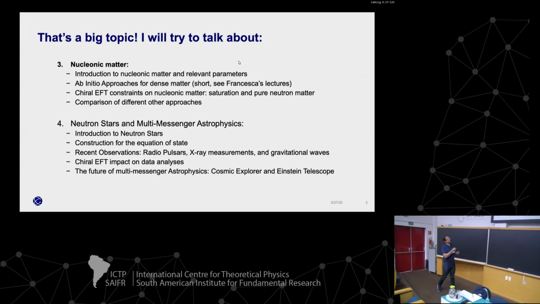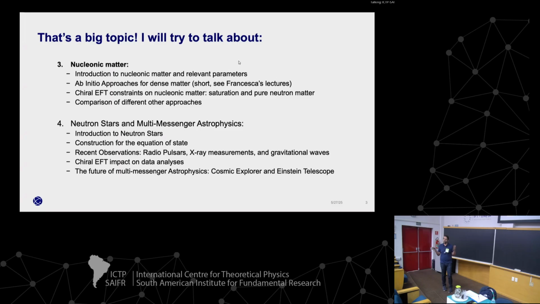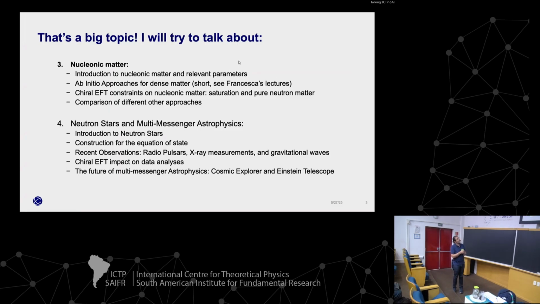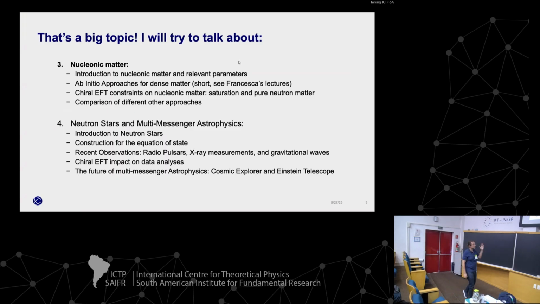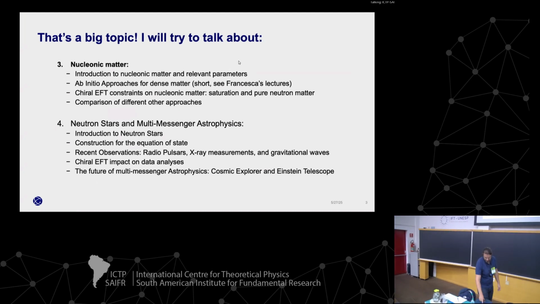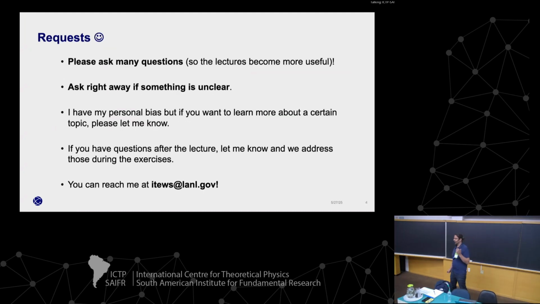I will talk about nucleonic matter. So if we put many nucleons in a system, like in a fluid, a dense fluid of nucleons, how can we describe this? How can we use the Ab-initio approaches to study this? Basically, I will connect this to chiral EFT and then show you some results. And finally, I want to talk about the topic I'm most passionate about, which is neutron stars and multi-messenger observations from neutron stars.